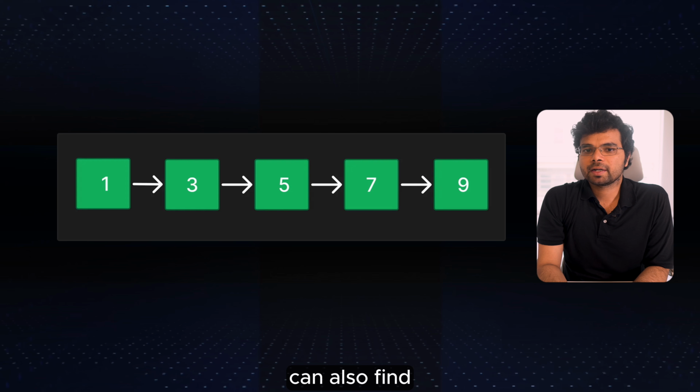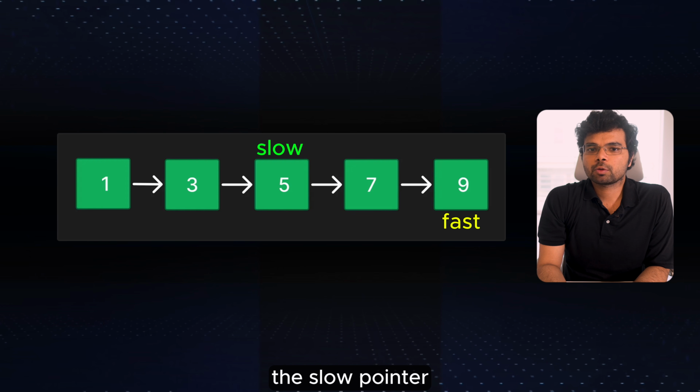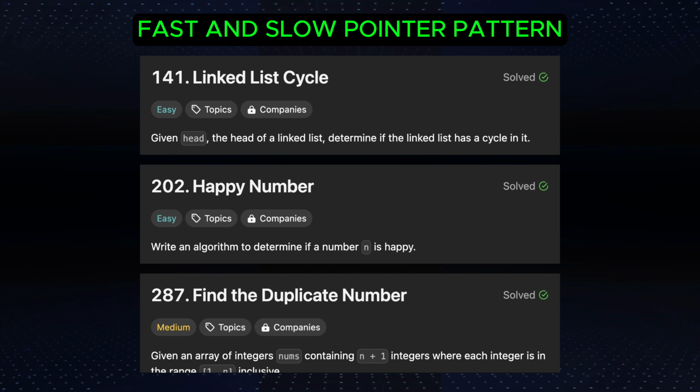This pattern can also find the middle node of a linked list in one pass. When the fast pointer reaches the end, the slow pointer will be at the middle of the linked list. To get better at this pattern, you can practice these LeetCode problems.